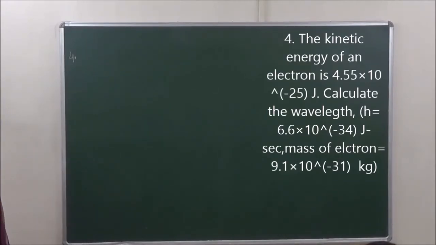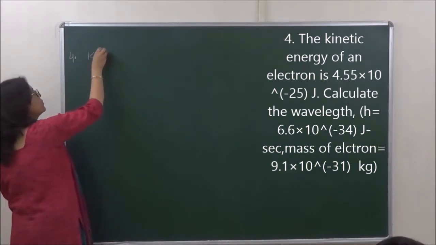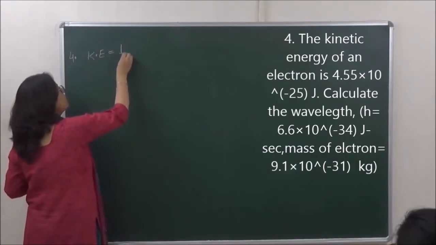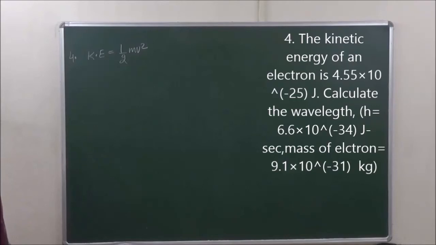Question number 4 is: the kinetic energy of an electron is 4.55 into 10 raised to power minus 25 joules. Calculate the wavelength. H is given to you as 6.6 into 10 raised to power minus 34 and the mass of the electron is 9.1 into 10 raised to power minus 31 kg. Now first of all, let's write down the expression for kinetic energy. That is equal to 1 by 2 mv square. The kinetic energy given to us in the question is how much?